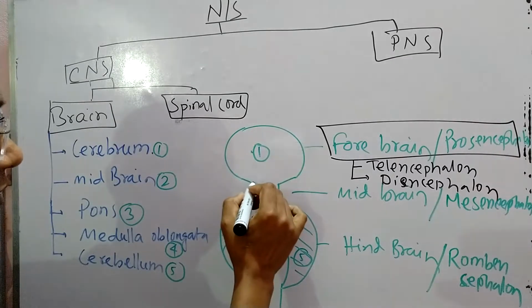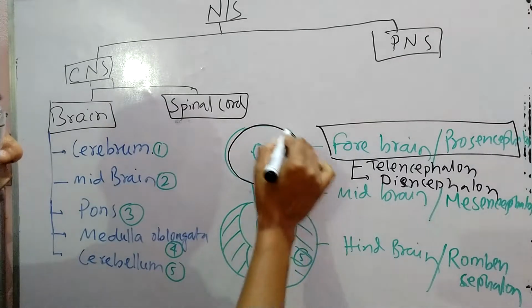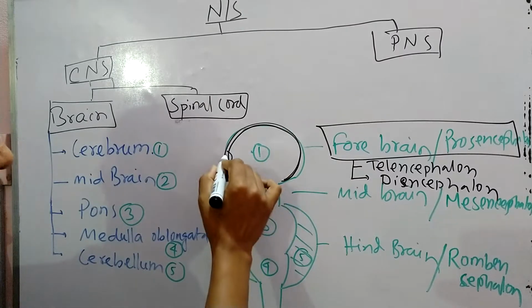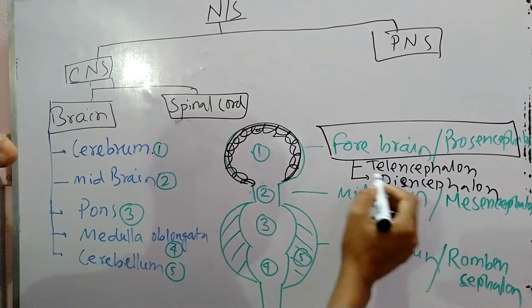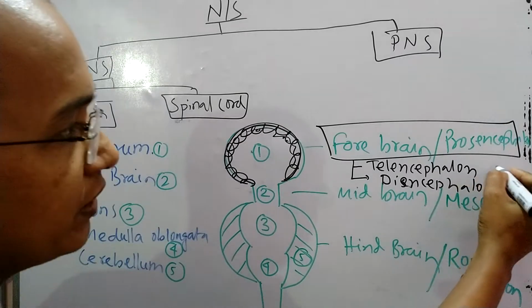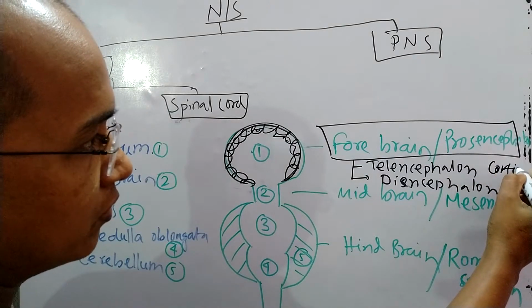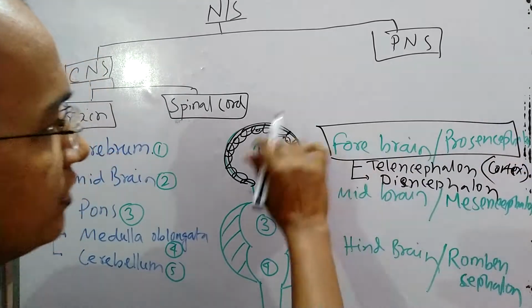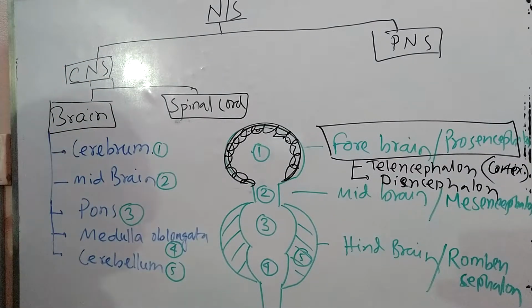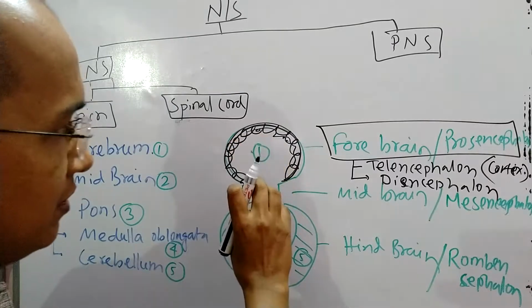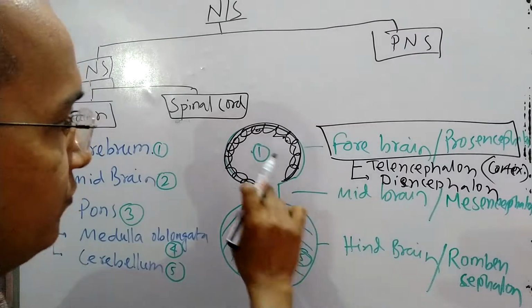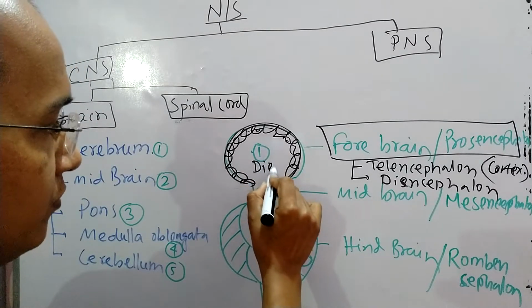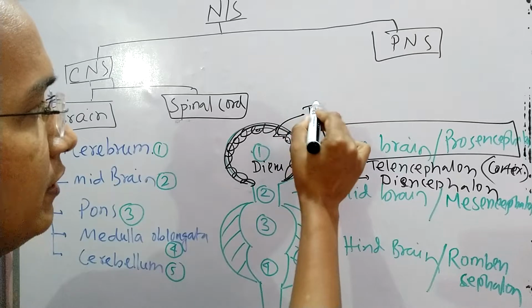The cerebrum, the cerebral cortex, has two parts. The cortical part, where the cell bodies are present, is called cerebral cortex. The cortical part is called telencephalon. And the deeper part of the forebrain or prosencephalon is called diencephalon. So this is diencephalon and this is telencephalon.